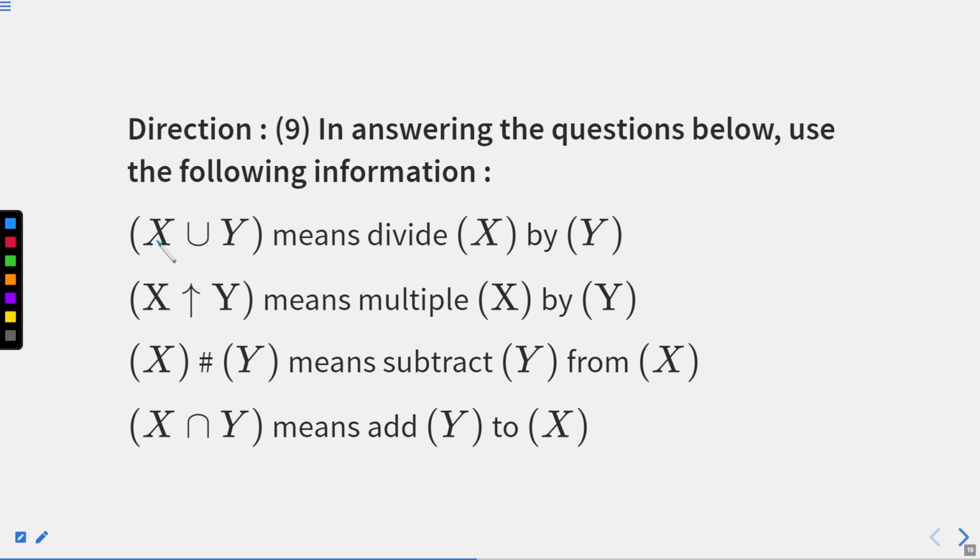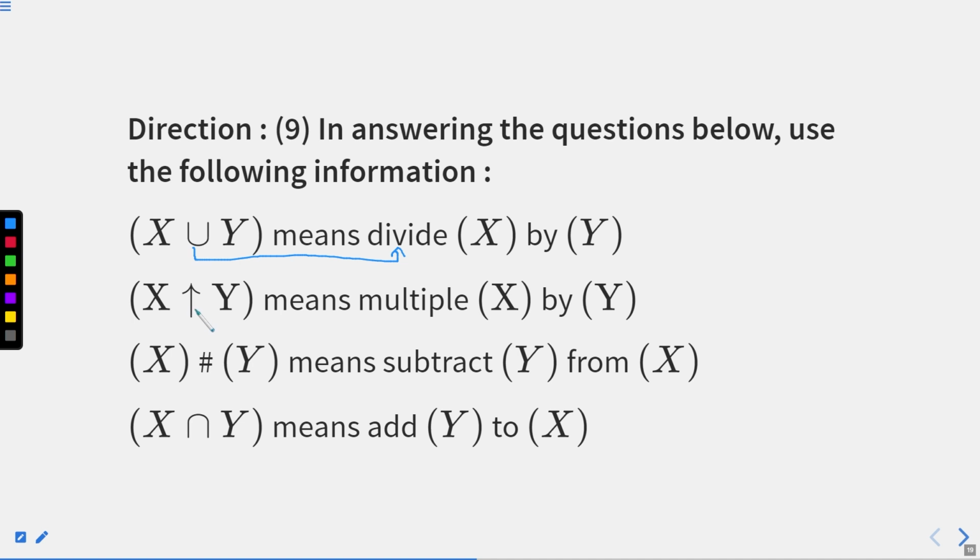Again, what you are supposed to do: X union Y, we call it union. You'll get to learn these things later on in class 11th or 12th as well. So X union Y, or for now you can say U, means division. This particular symbol means division. Start marking it. So we can say that X is divided by Y if we have this value.